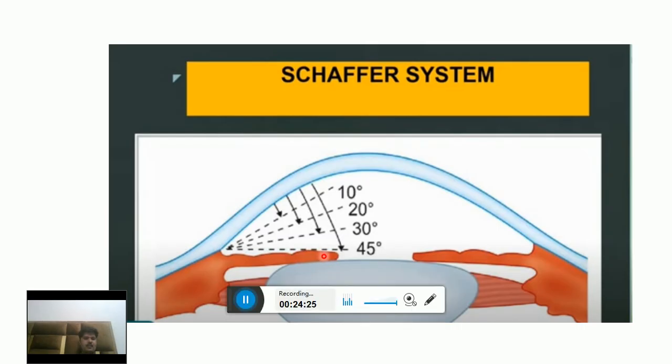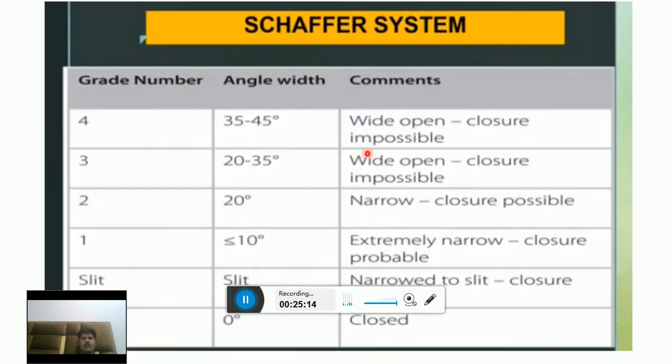On the Shaffer system, grade 4 refers to a wide open angle, while in the Scheie system, grade 4 denotes a closed angle. The Shaffer system approximates the angle at which the iris inserts relative to the trabecular meshwork. If the angle between the iris and the meshwork is 20 to 45 degrees, the angle is felt to be at no risk of closure. Angles from 0 to 20 degrees are considered capable of closure. So grade 4 is open, grade 3 is also open. Above 20 degrees it is open, below 20 degrees it is capable of closure.